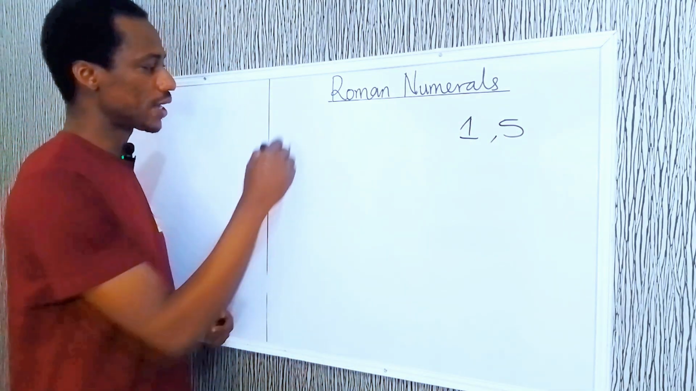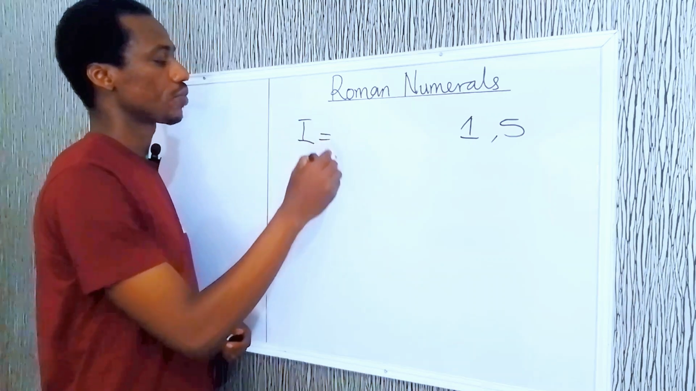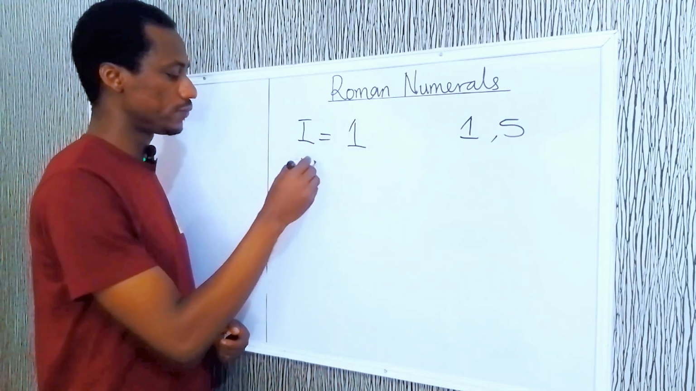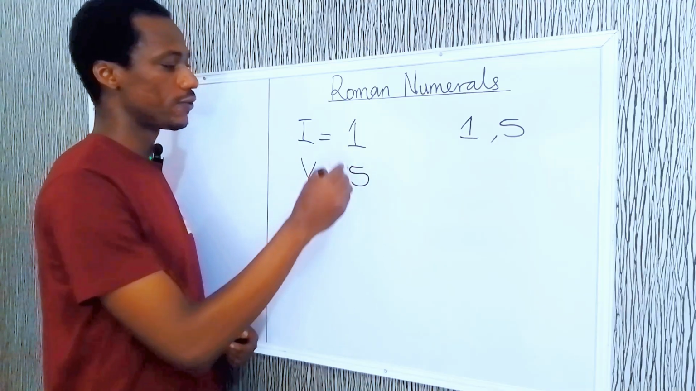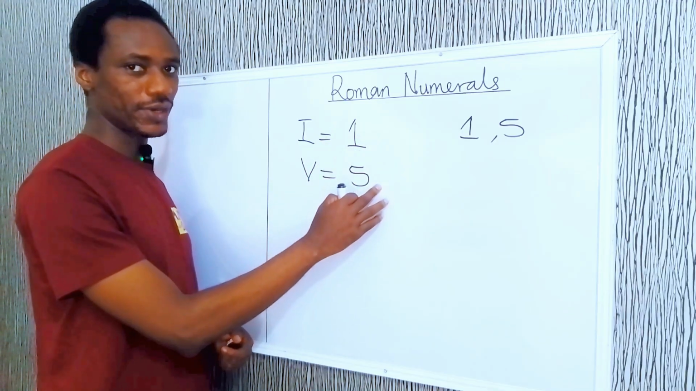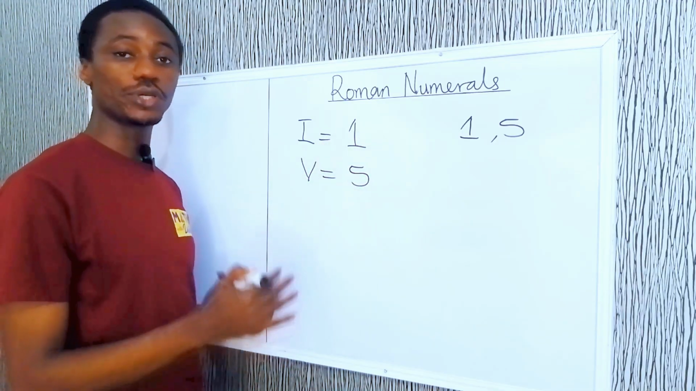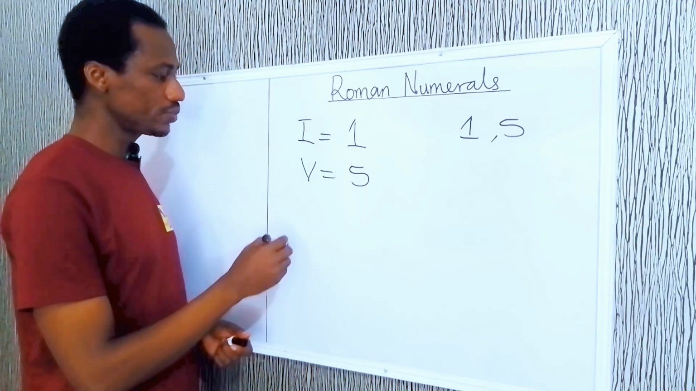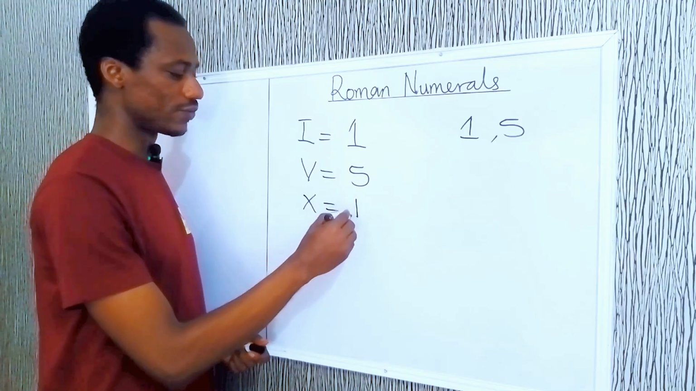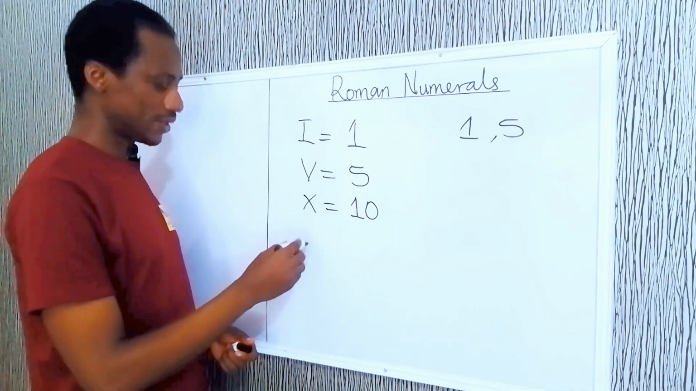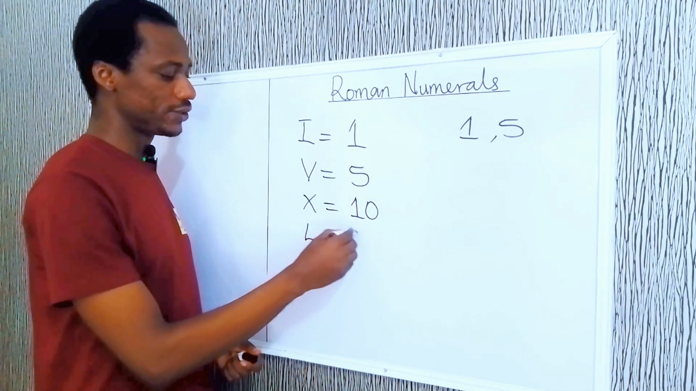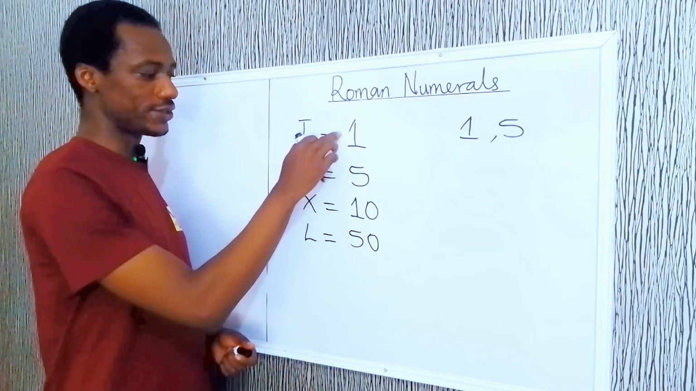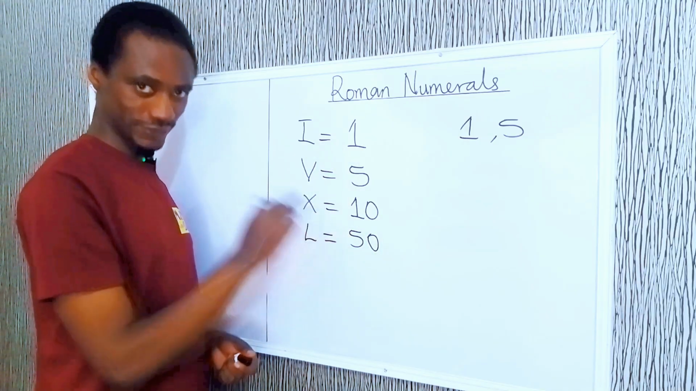Okay, so the first letter is I, which stands for 1, and the second one is V, which stands for 5. Can you see 1 and 5? Okay, the 1 and 5 is going to repeat itself all through the letters, because the next letter is X, which is 10, right? The next letter is L, which is 50. Can you see 1 and 5, 1 and 5?